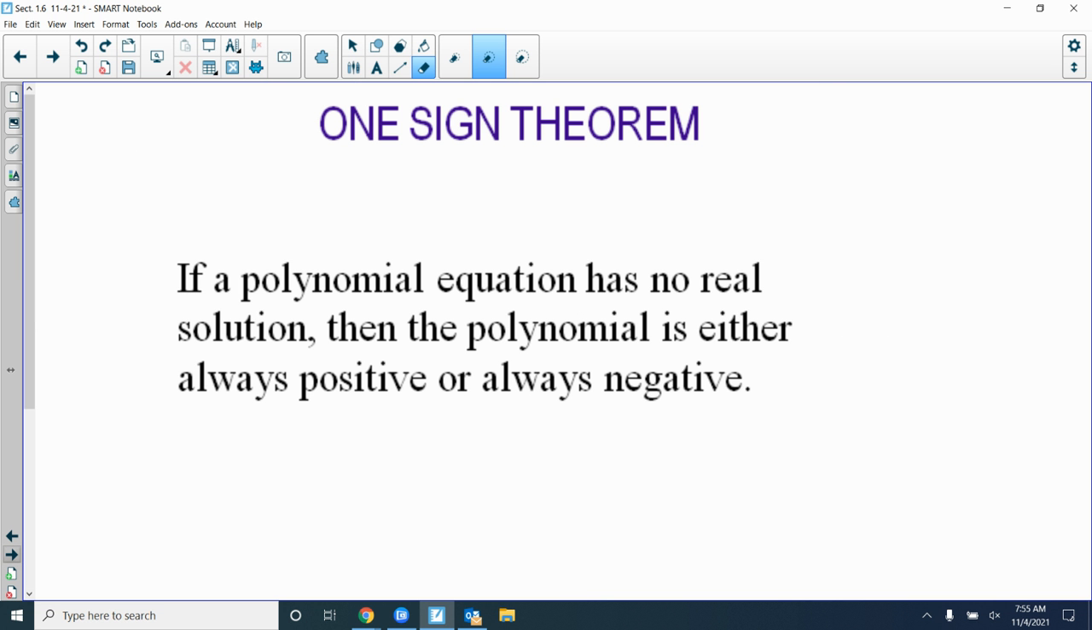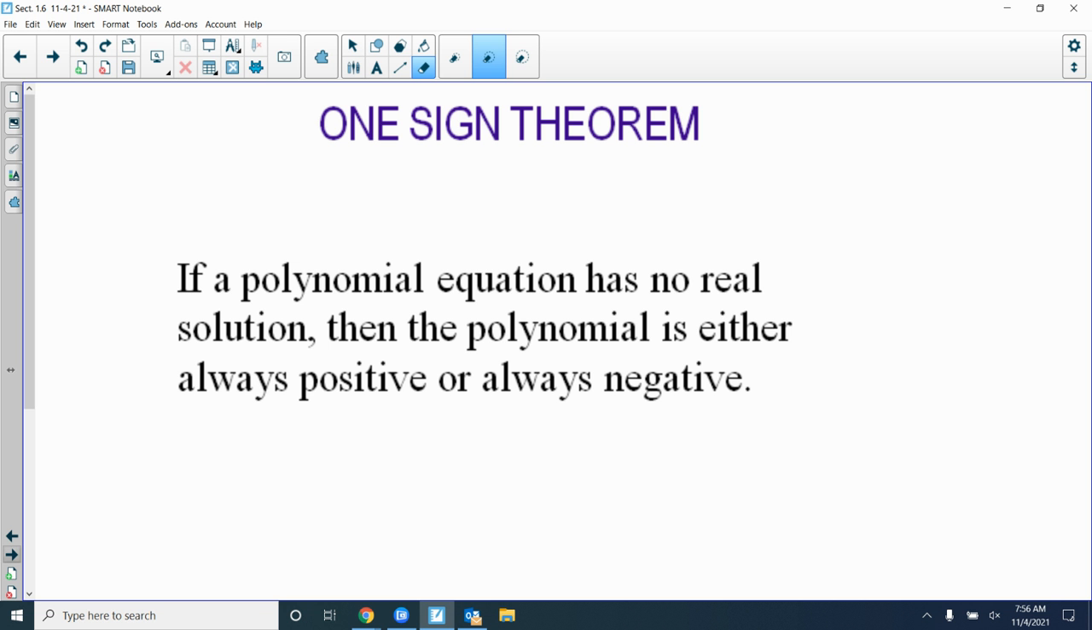Now, what we just had, we talked about that. It's called the one-sign theorem. So if a polynomial equation has no real solution, which means you got complex numbers, then the polynomial is either always positive or always negative. So it's either above your x-axis, or if it opens down, it's below it. That indicates it's either going to be all real numbers, or it'll be no solution, depending upon whether it's less than 0 or greater than 0. So that's your one-sign theorem.